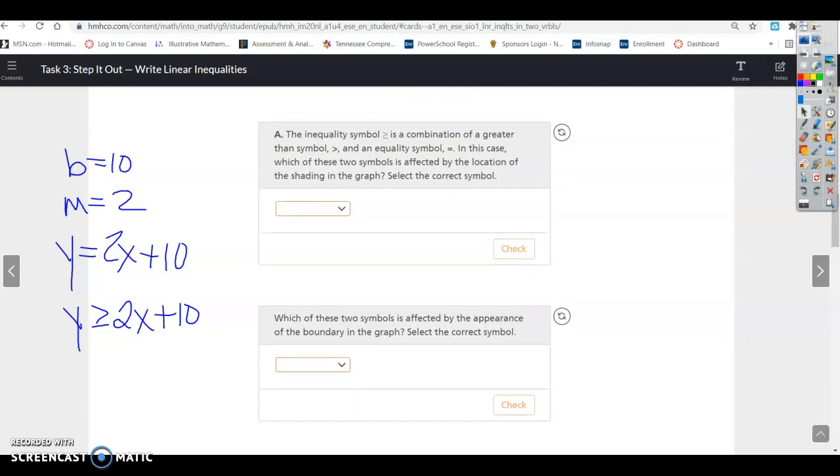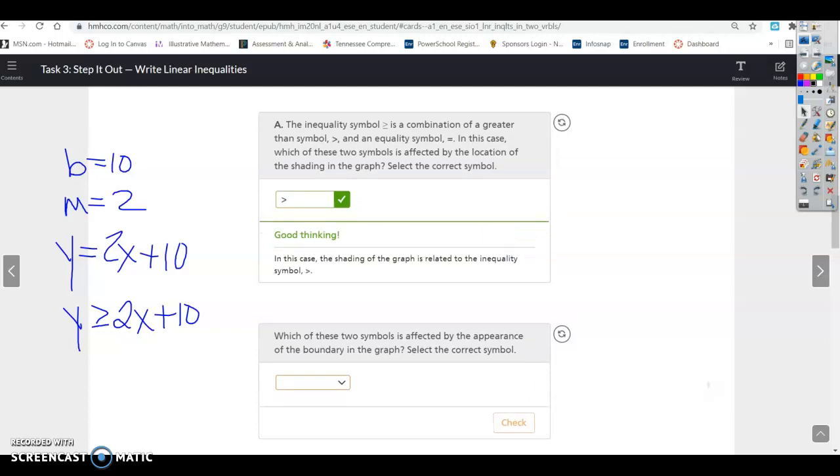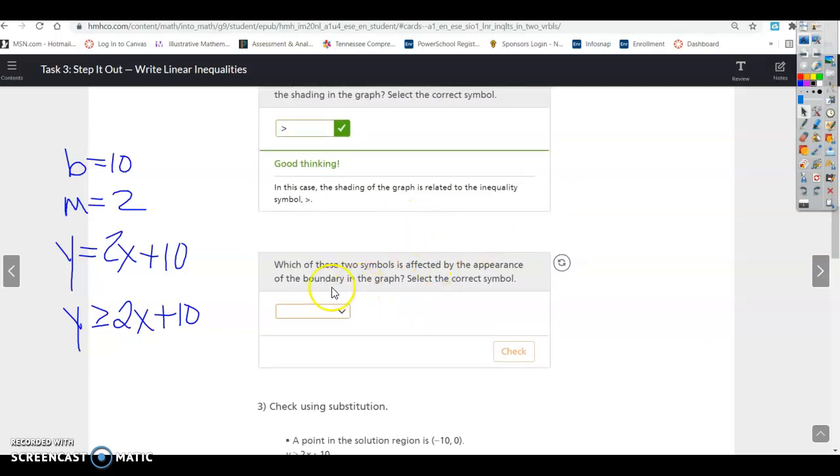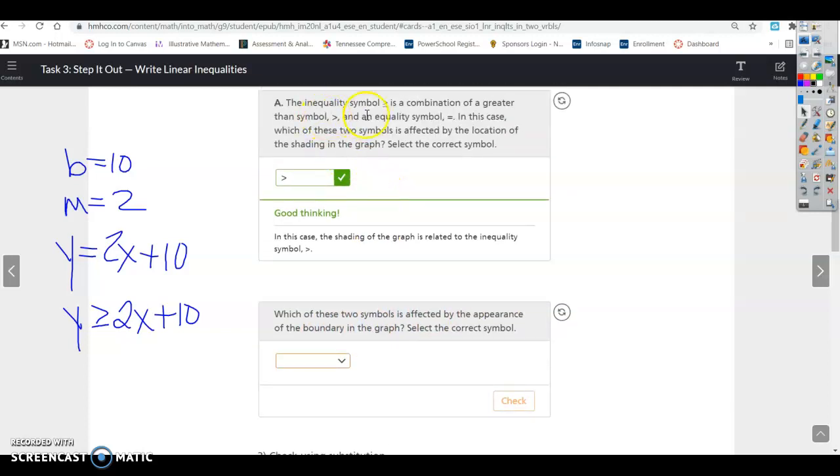It says the inequality symbol greater than or equal to is a combination of a greater than symbol and an equality symbol. In this case, which of these two symbols is affected by the location of the shading? So the shading is the greater than symbol. Which of these two symbols is affected by the appearance of the boundary line? So the equality symbol affects the boundary line, whether it's dotted or solid.